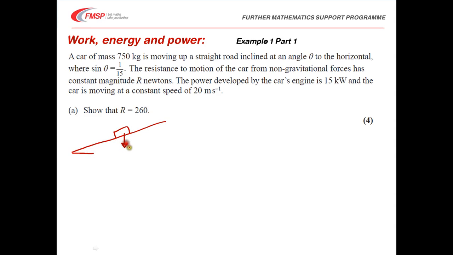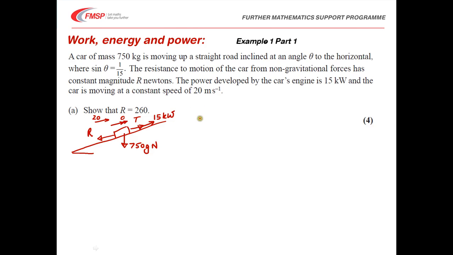Okay, so we have a car on a slope. Its mass is 750 kilograms, so its weight is 750g. We have this constant resistance to motion of R down the slope and up the slope, the engine is working at 15 kilowatts, and that's producing a tractive force which I'm going to call T. It's going at a constant speed of 20 meters per second, so I'm going to say then that its acceleration is 0, and that's important because it means if it's going at constant speed that the forces parallel to the slope are balancing, because there's no resultant force, therefore no resultant acceleration.